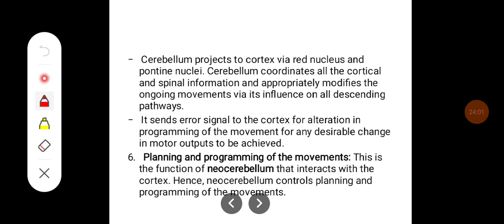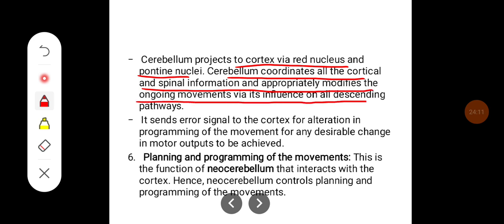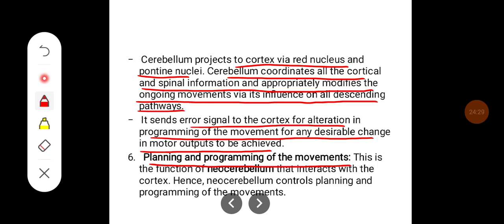Cerebellum projects to the cortex via the red nucleus and pontine nuclei. The cerebellum coordinates all the cortical and spinal information and appropriately modifies the ongoing movement via its influence on all descending pathways. So it sends error signals to the cortex for alteration in the programming of the movement for any desirable change in the motor output to be achieved. It is also important for planning and programming of the movements. So this is the function of the neocerebellum that interacts with the cortex. And hence, the neocerebellum controls planning and programming of the movements.